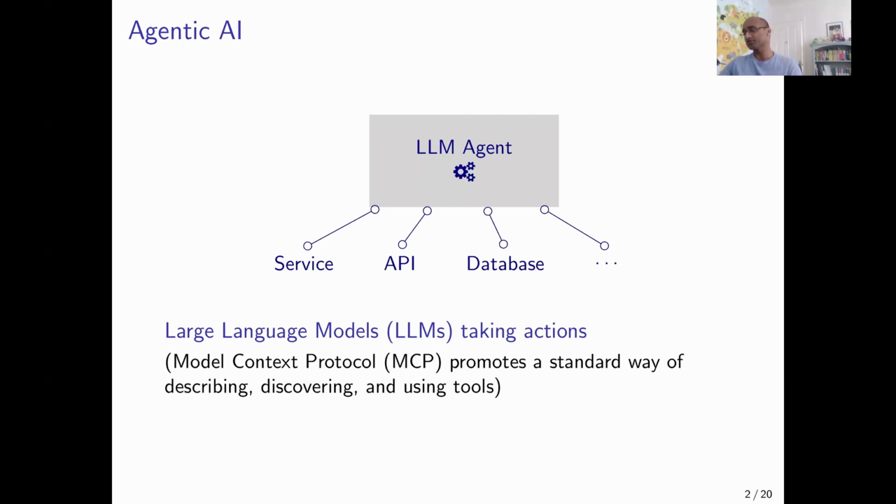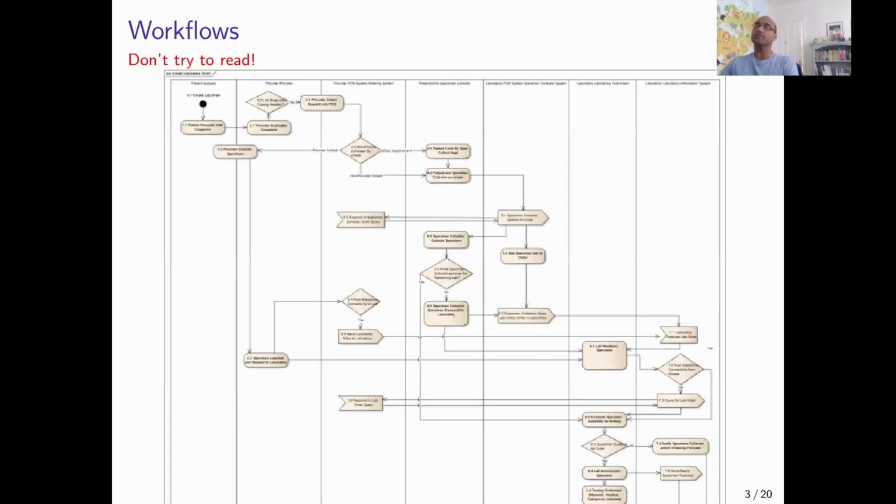And there are many variations to this theme in different frameworks. A central notion that has become associated with agentic AI is the notion of workflows. So what is a workflow? It's some organization of activities, describing some control flow between the activities.